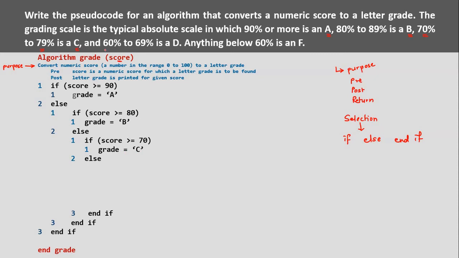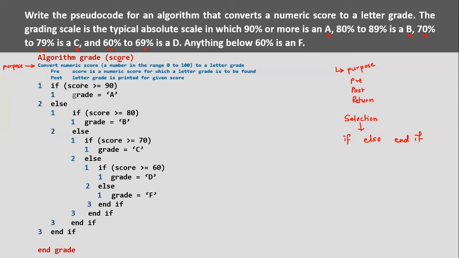In the else part, once again we need to check whether it is in the range 60 to 69. So in the else part, one more condition we have: if score is greater than or equal to 60. Associated with this if, we have else and end if. So if score is greater than or equal to 60, then the grade would be D. Otherwise, if anything below 60, then the grade would be F. So if all the conditions are false, then in the else we write the statement grade equal to F.